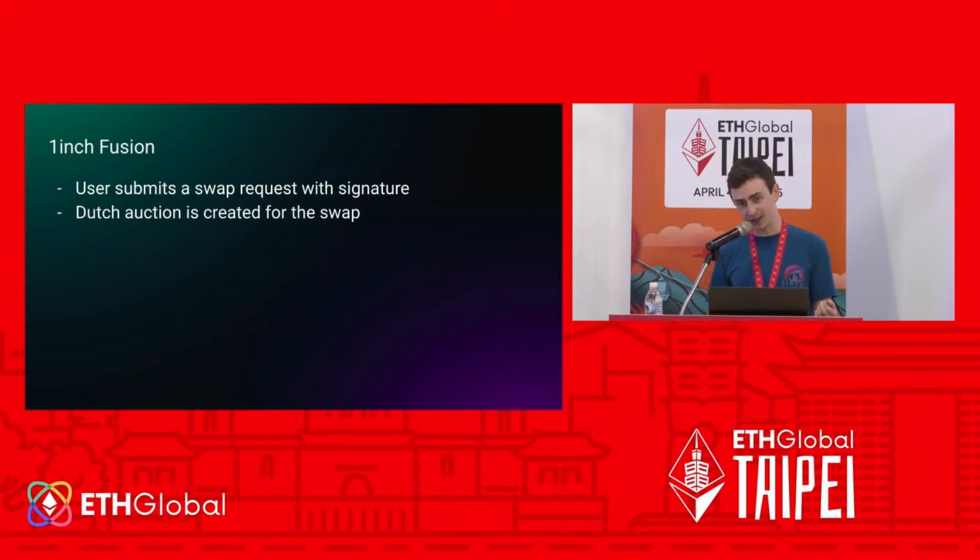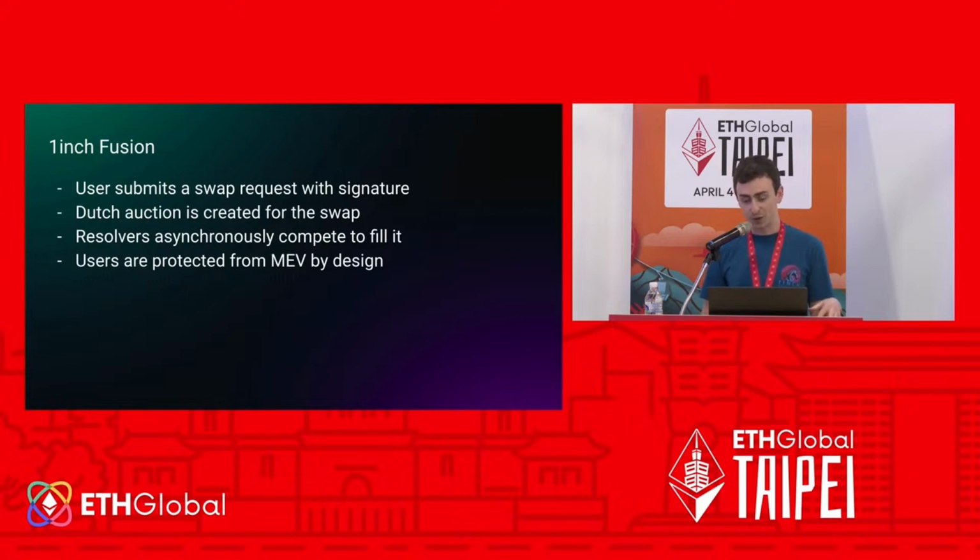A Dutch auction is created on the back end for what this swap's actually going to look like over the course of the lifespan of the auction or the trade. 1inch resolvers will asynchronously compete to fill that auction. And with this new design, users are protected from MEV by design, because there's no longer something for all these snipers to look at in the mempool. It's actually a very strictly enforced swap where the resolvers are competing to fill at very specific rates.